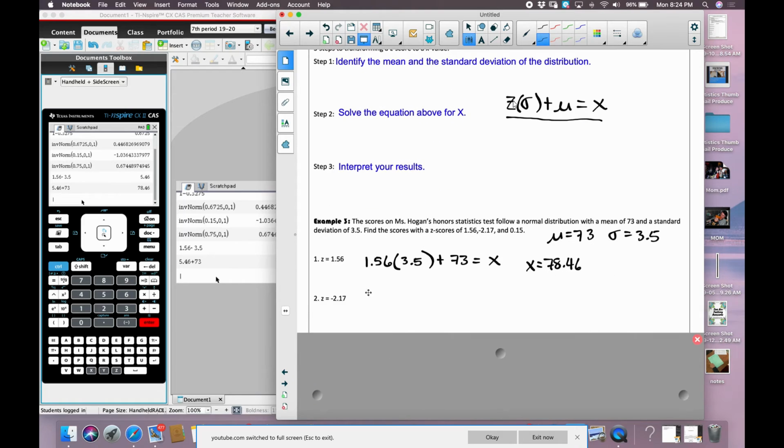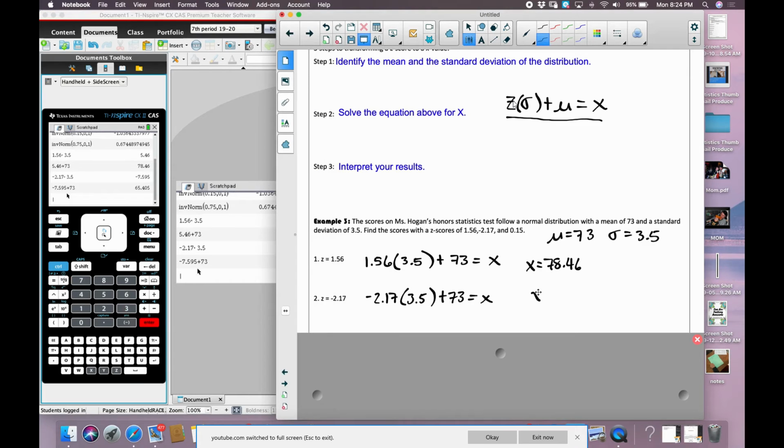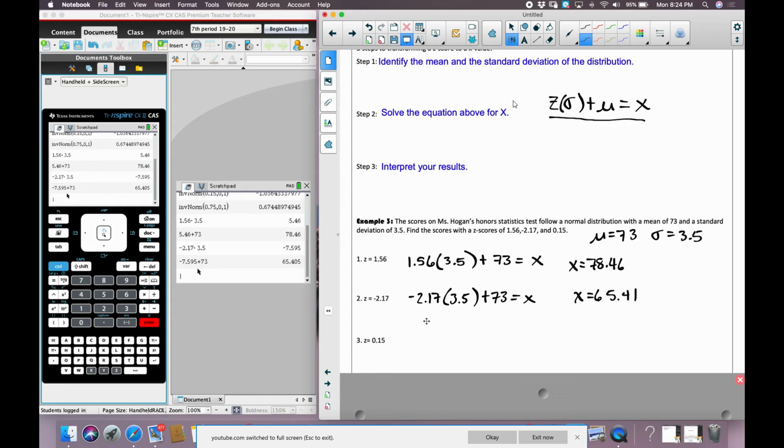All right, now we're gonna do the same thing with the z-score of negative 2.17. So this should be well below the mean because it's negative. So negative 2.17 times 3.5 plus 73 will get us that score associated with the z-score of negative 2.17. Hop over to your calculator. And that is well below the mean. So the test score associated with the z-score of negative 2.17 is 65.41.